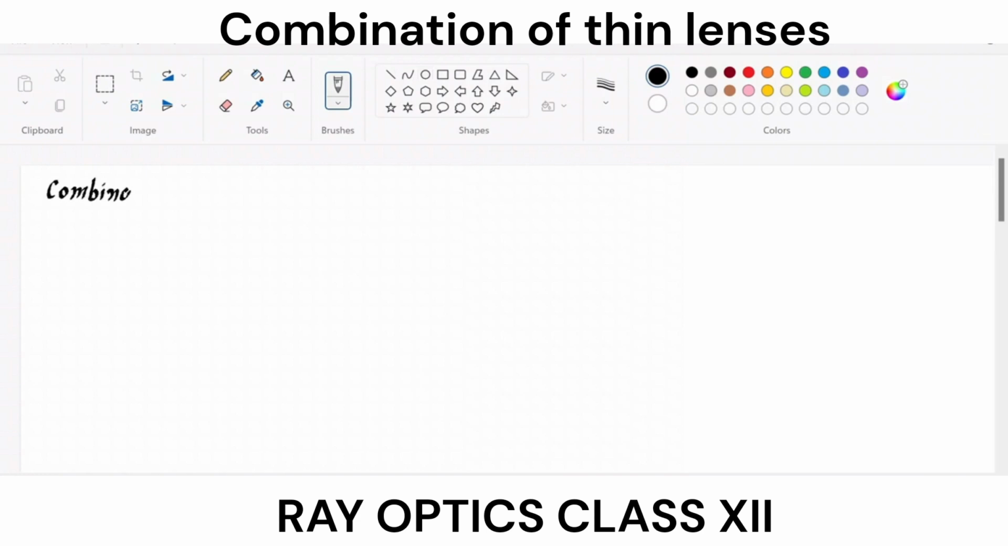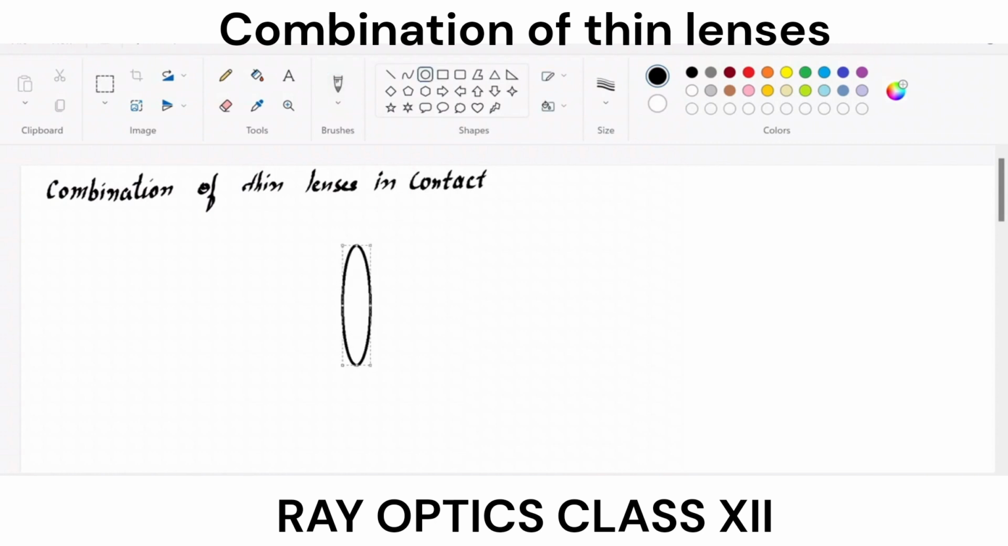Combination of thin lenses in contact. So you are taking one lens here, another lens you are placing close to this. There is no gap between these two lenses, and they have a common principal axis here. So let's say this is the common principal axis over here. On this principal axis you will place the object.